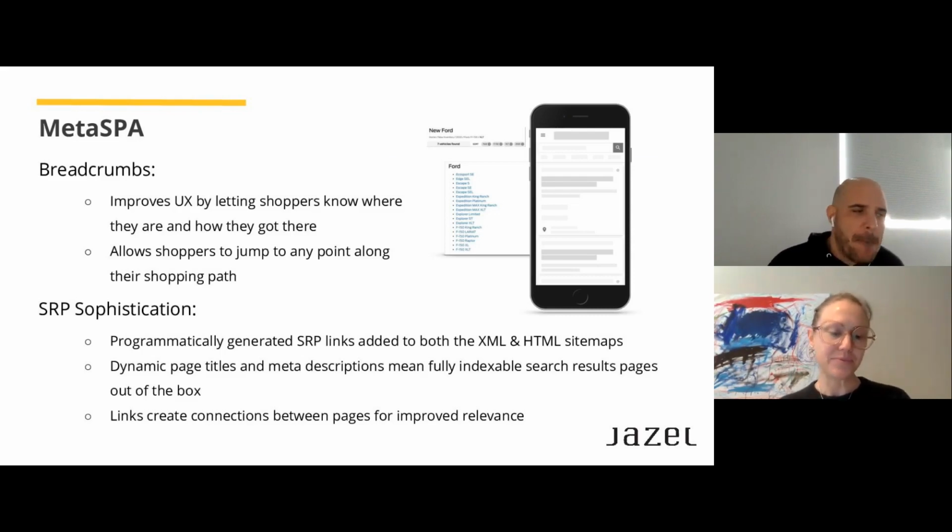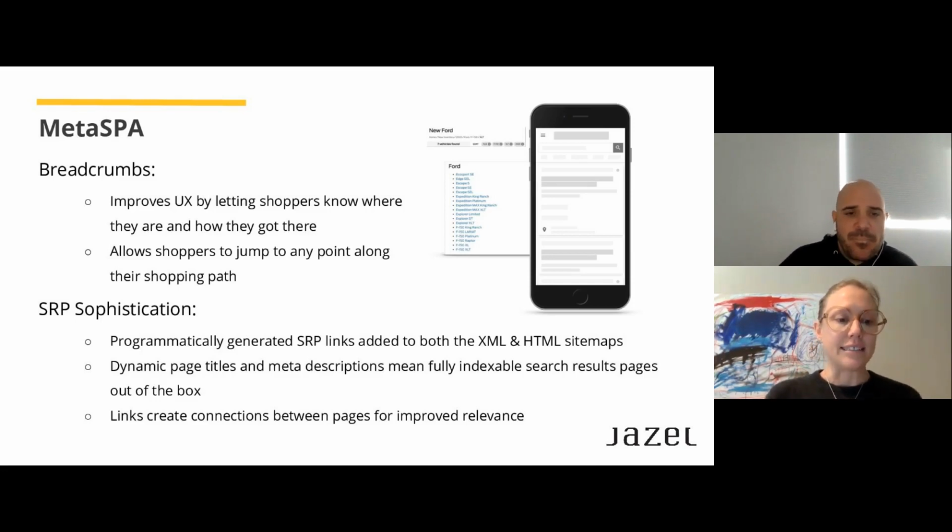When we talk about Meta Spa, the biggest takeaway is the breadcrumbs. It's the shopper's path to where they got. They can jump back and forth pretty much anywhere in that shopping path, middle, beginning, end. They really get to see where they came from and how they got there. And with our dynamic page titles and meta descriptions, we're talking about fully indexable search results pages right out of the box. Some game-changing stuff there as well. Definitely SEO friendly.